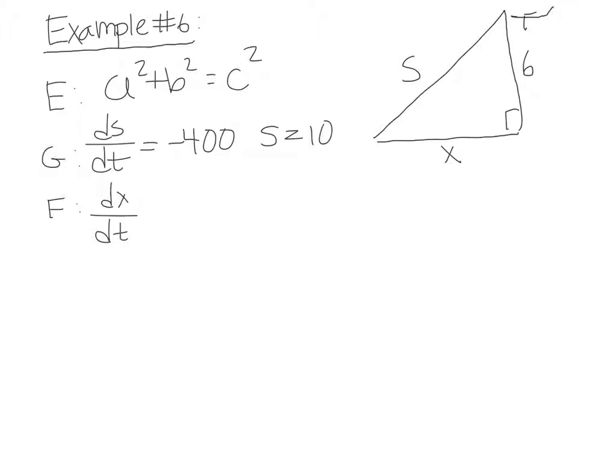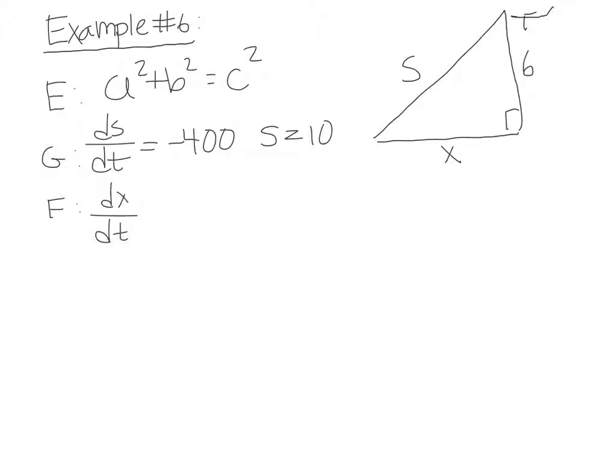Now this one's going to require just a little bit more work. There are things that are changing in the problem, like s and x, but there are other things that are constant, like 6. 6 never changes. 6 is constant. If I were to take the derivative of the height of the plane, dh/dt would be 0 because the plane is not going up or down. It's just flying in a perfectly horizontal manner.